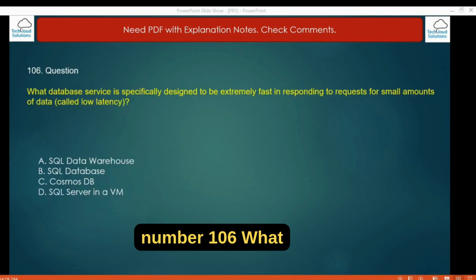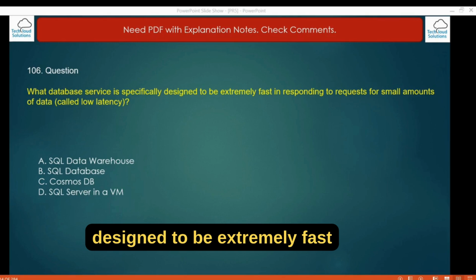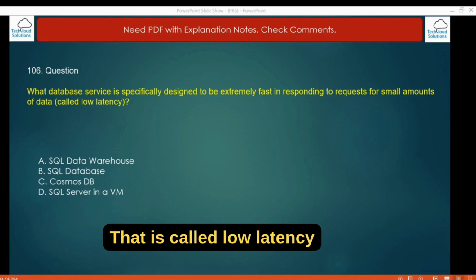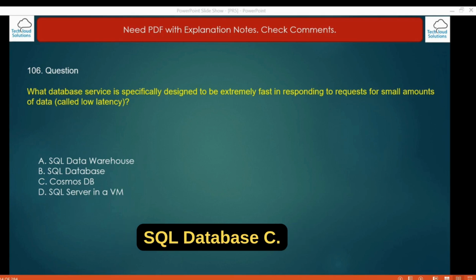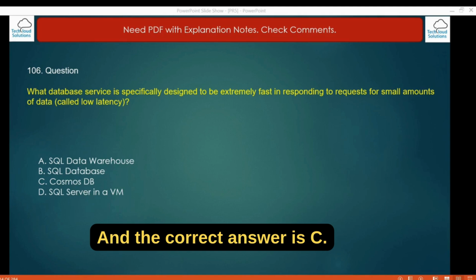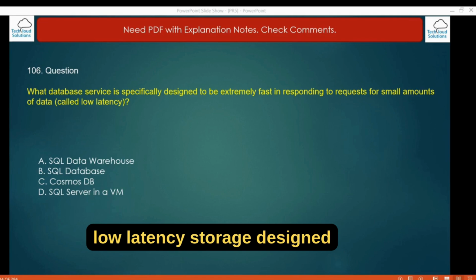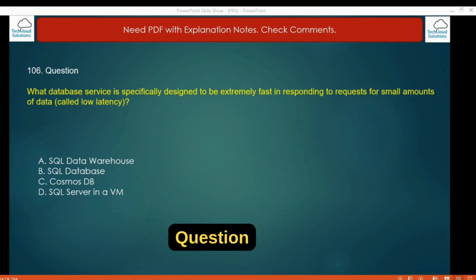Question number 106. What database service is specifically designed to be extremely fast in responding to requests for small amounts of data, that is called low latency? And the options are A. SQL Data Warehouse, B. SQL Database, C. Cosmos DB, D. SQL Server in a VM. And the correct answer is Cosmos DB, as it is extremely low latency storage designed for smaller pieces of data quickly.